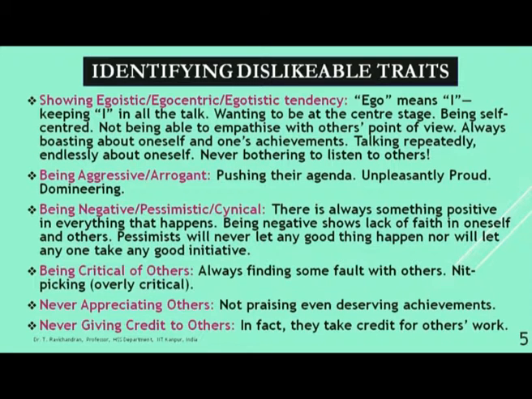Next, being aggressive, arrogant. We have spent quite some time distinguishing between assertiveness and aggressiveness, but with aggressiveness, arrogance also comes, and these people always push their agenda. They are very unpleasantly proud, domineering, dictating terms, and come what may, they would like to get it at all cost by any means. The next trait is being negative, pessimistic, cynical.